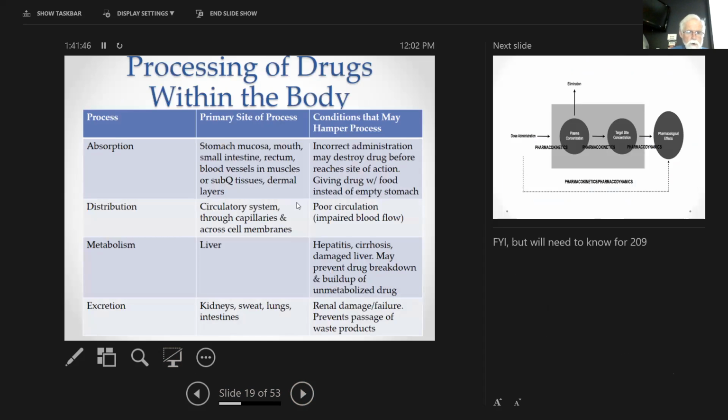So there's all sorts of things. Absorption is through the stomach, can be through the mouth, can be through the small bowel. We can have it rectally absorbed through suppositories or vaginally through suppositories, and directly across the skin in transdermal form. Distribution is through the entire circulatory system, including capillaries, and via the capillaries, where appropriate, it will cross the cell membranes. Metabolism, mainly the liver, and excretion, mainly the kidneys.